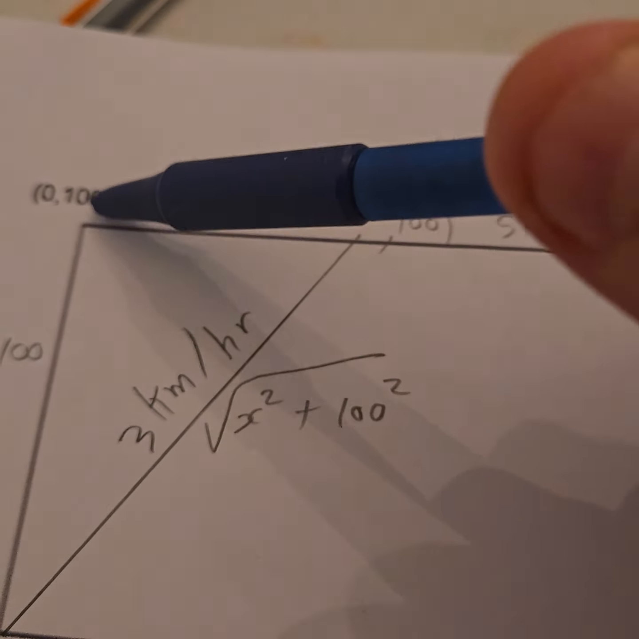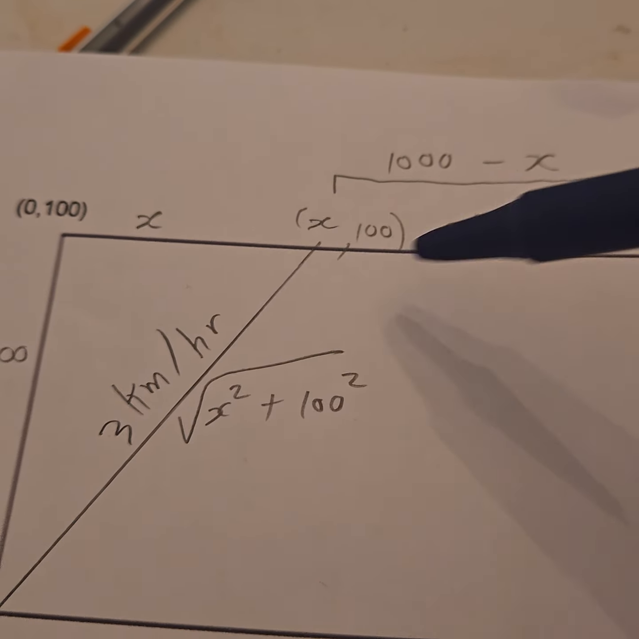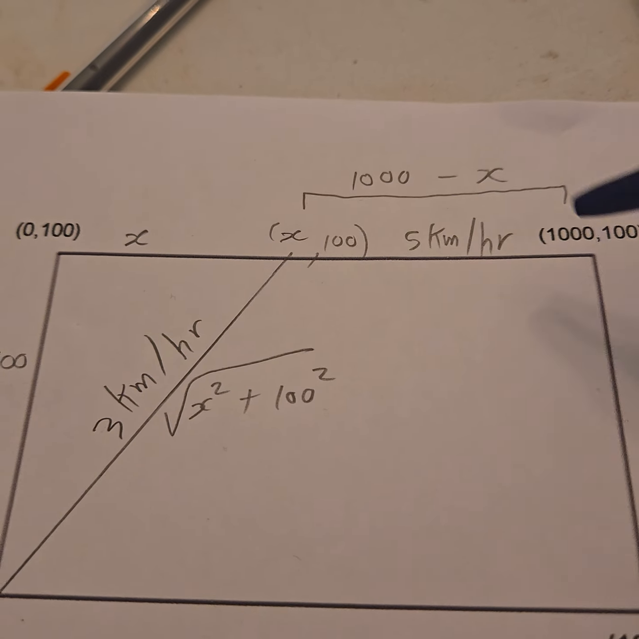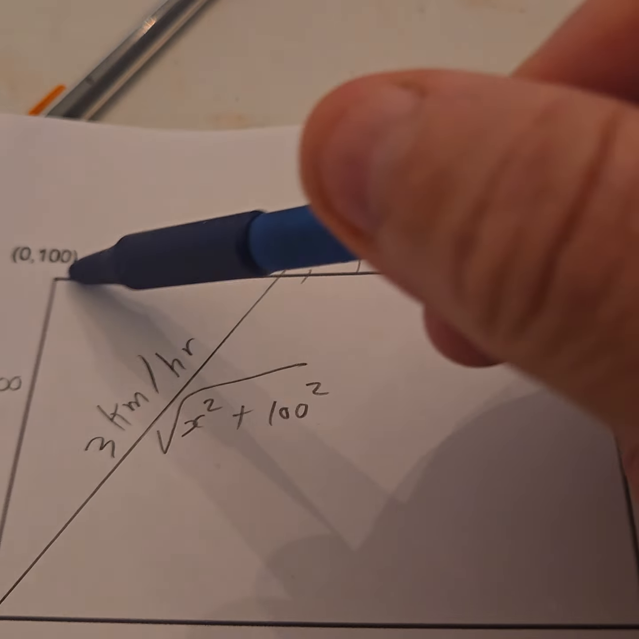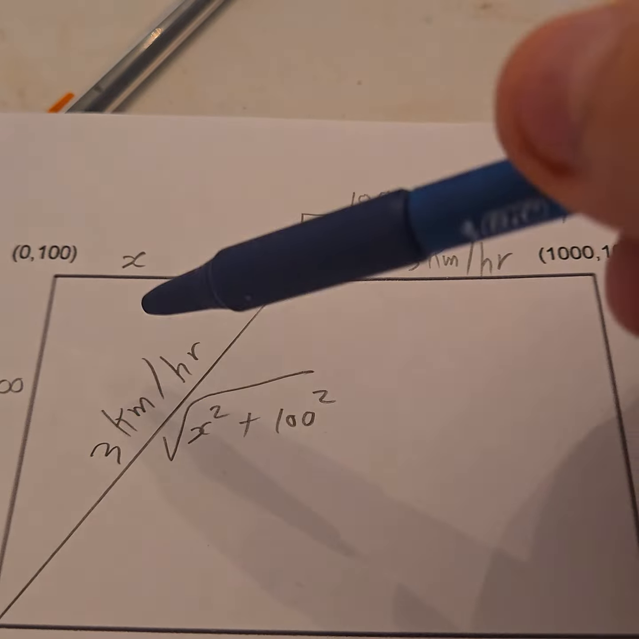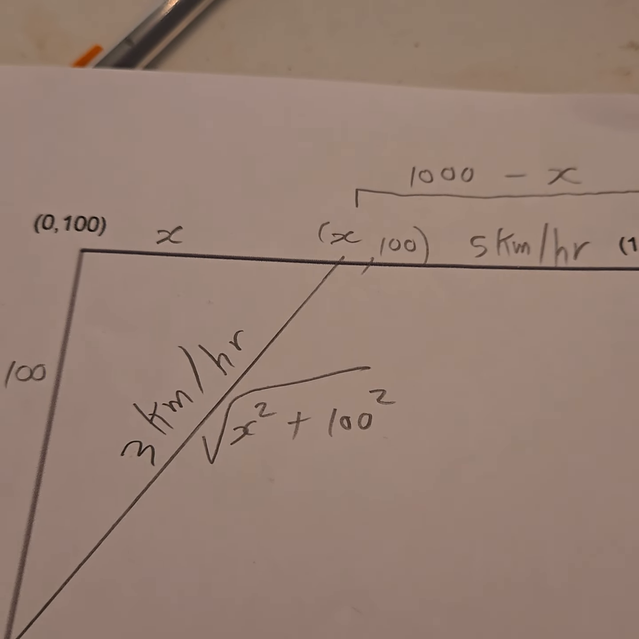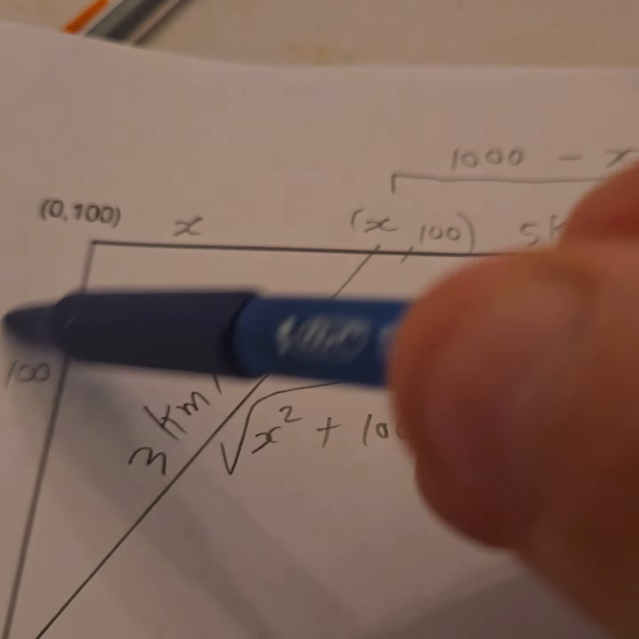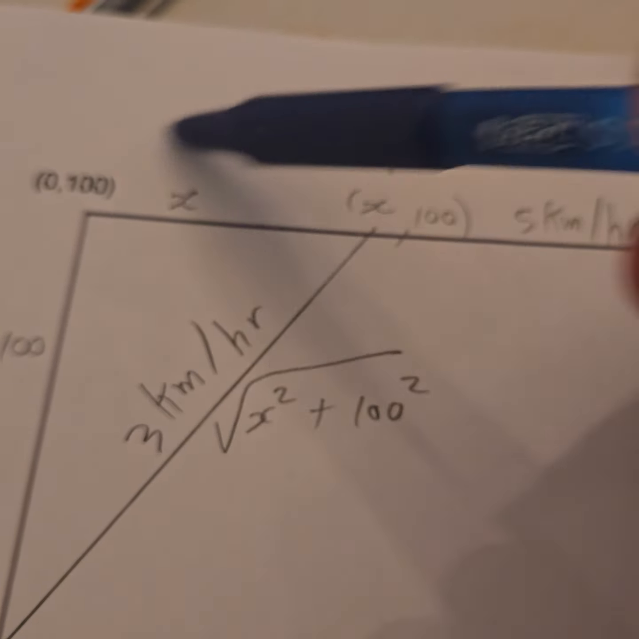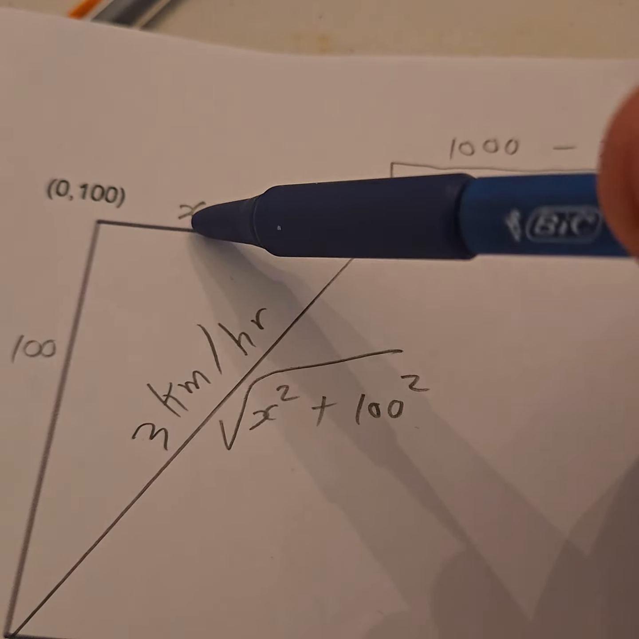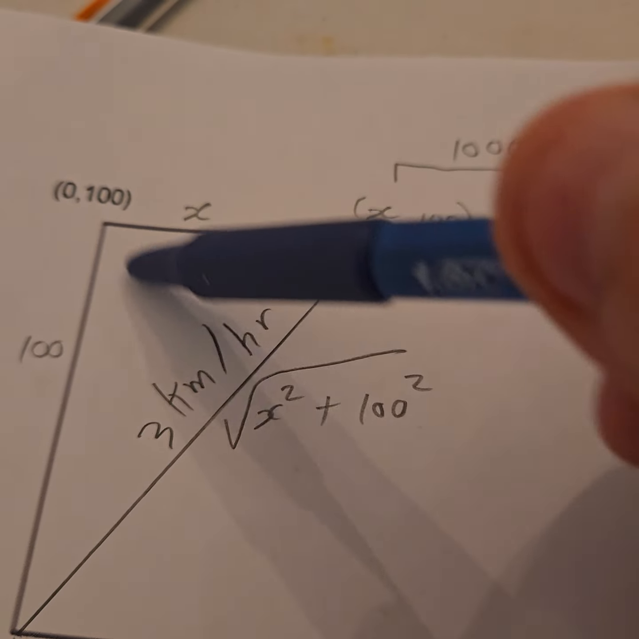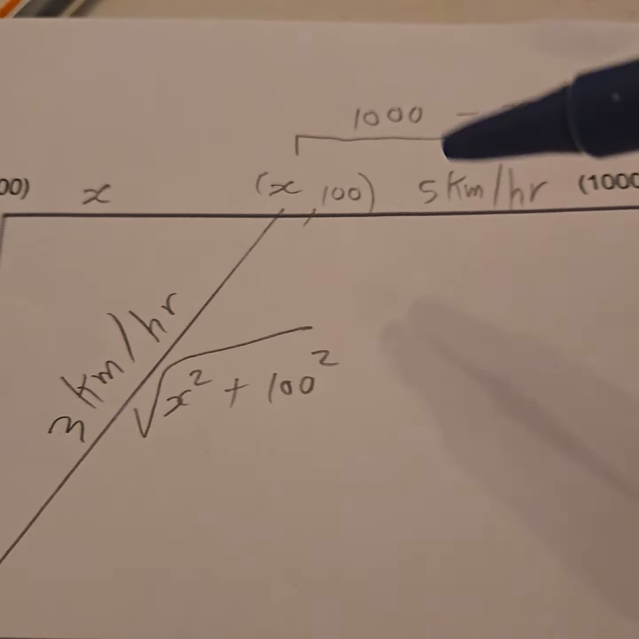Now what I could do, I could call this X and this 1,000 minus X, or I could call that X and call this 1,000 minus X. I get the same answer. It's not a question of which is correct, it's a question of which is easier. I can see I'll be doing some arithmetic over here, so I put X on this side because it's easier to work with X than 1,000 minus X.